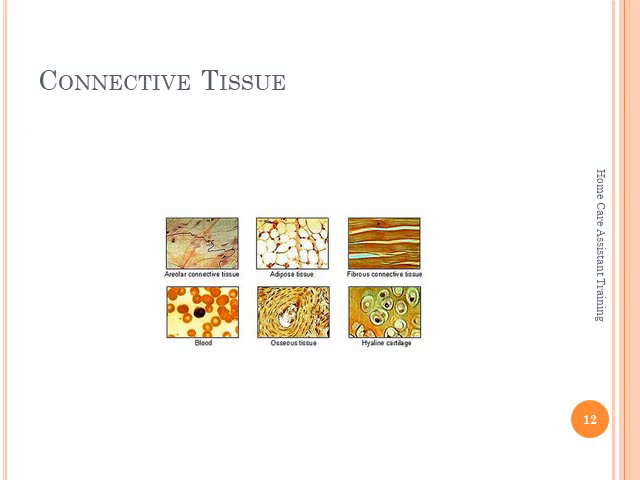The cartilage, the bone. So we have areolar connective tissue. Adipose tissue is fat. Fibrous connective tissue. Blood. Osseous tissue, that's the bone. The hyaline cartilage. Don't worry much about this, just to let you know.